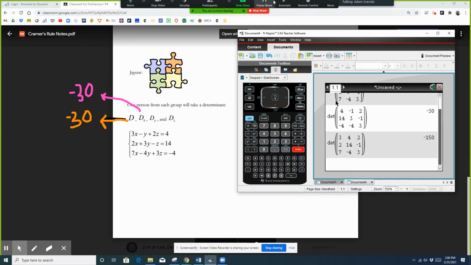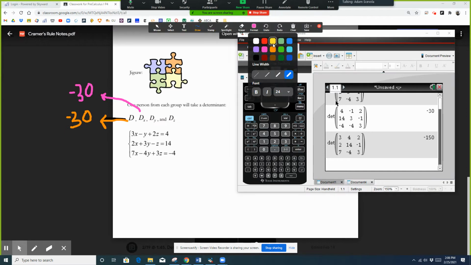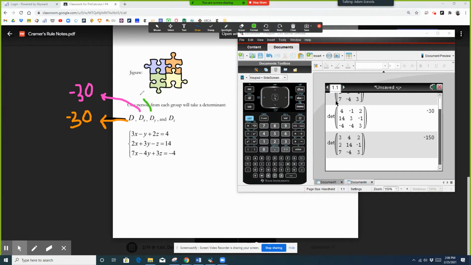Right, we get negative 150. So dy is negative 150, which means that y is going to be 5 because y is equal to dy over d.